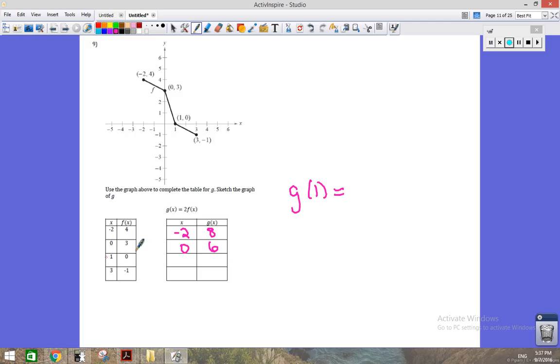When G is evaluated at 1, that's 2 times f evaluated at 1. F evaluated at 1 from the table is 0, and 2 times 0 is 0. So I know that the point 1, 0 is a point that's on the graph of G.